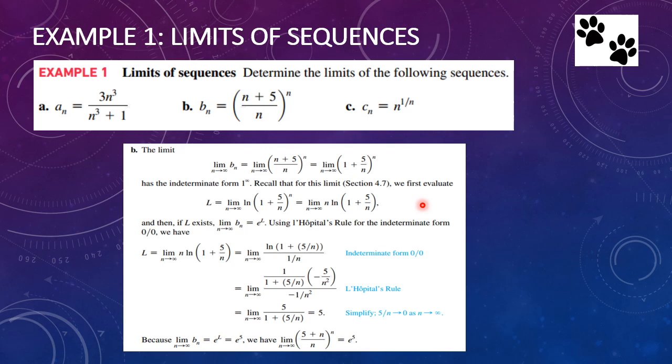Here we have, if L exists, the limit as n goes to infinity of b sub n equals e to the power of L, okay? So what we've done here is take a log on both sides, and then in order to find the value of L, we have to undo the natural log. Here we get L equals the limit of n times the natural log of 1 plus 5 over n.